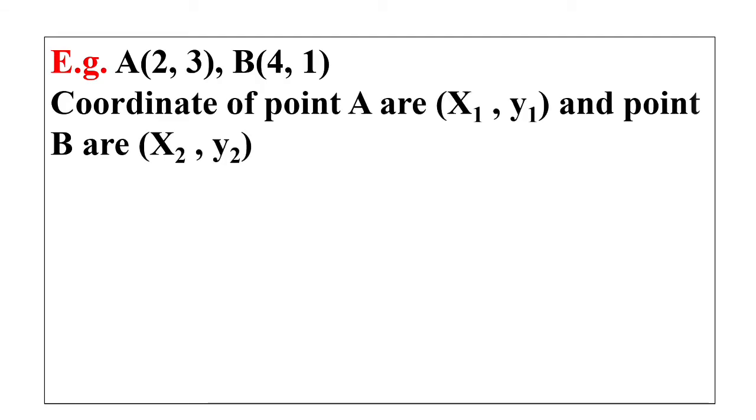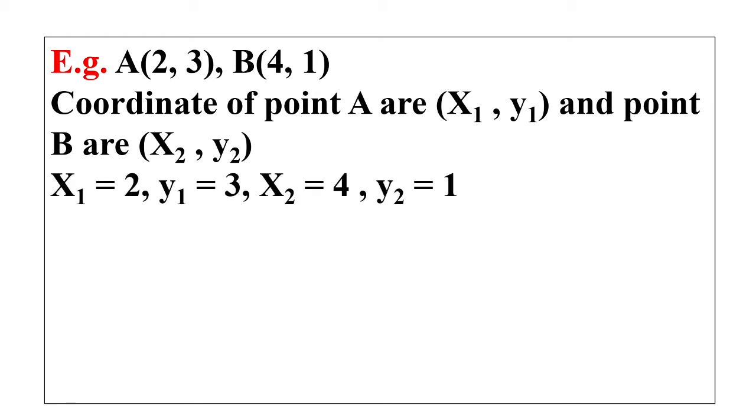So now we'll learn about two given points with x and y coordinates. Here point A is (2, 3) and B is (4, 1). The coordinates of point A are x1 and y1, and point B is x2 and y2. The first is called x, the second is called y. So x1 is 2 in point A and y1 is 3, x2 is 4 and y2 is 1. Here we can use the distance formula.